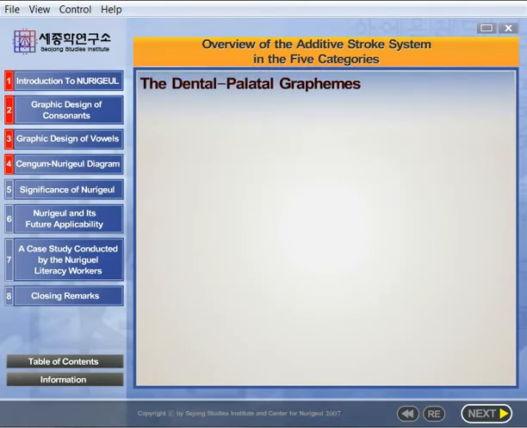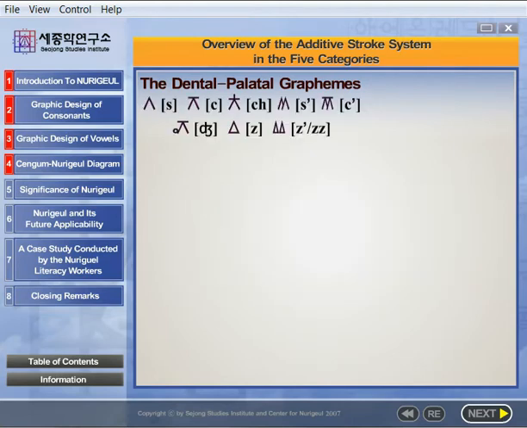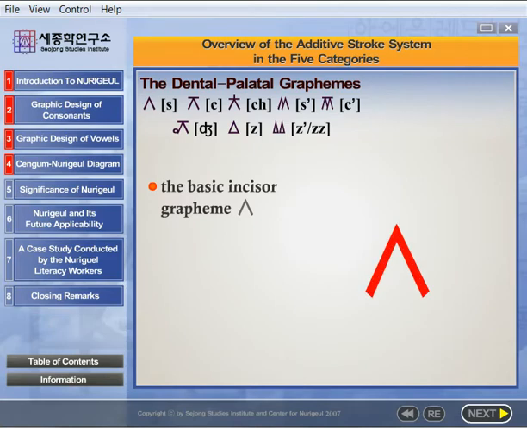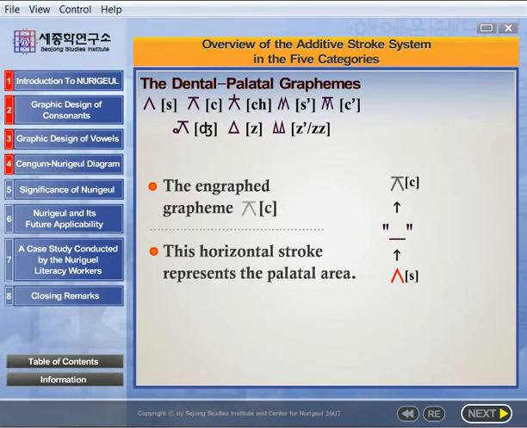Additive stroke system of the dental palatal graphemes. Dental palatal graphemes involve dental and palatal sounds. Next we have the basic incisor grapheme, S, as in sun. The ingraft grapheme J is formed by engrafting the horizontal stroke on top of the basic grapheme S. This horizontal stroke represents the palatal area.